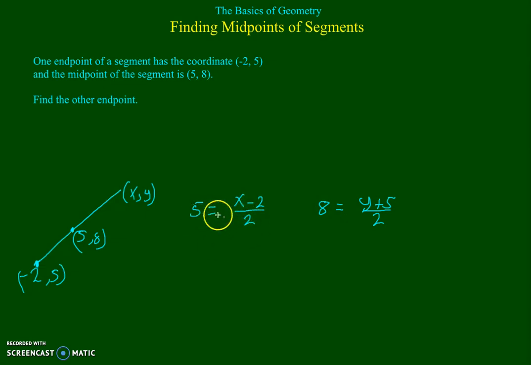So here we have 2 times 5, that's 10, equals x minus 2. Add 2, 12 equals x. Here, multiply by 2, 16 equals y plus 5. Subtract the 5, 11 equals y. So we know that our endpoint here is going to be 12, 11. So just as a quick recap, we solved this using the same midpoint idea. The midpoint x-coordinate is the average of the x-coordinates, x plus x divided by 2. And the midpoint y is the average of the y-coordinates. And we will move on to the next topic in the next video.